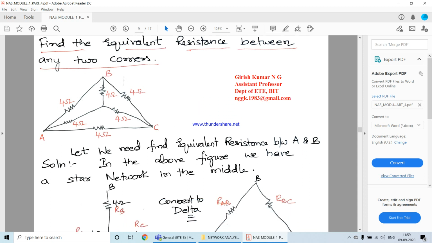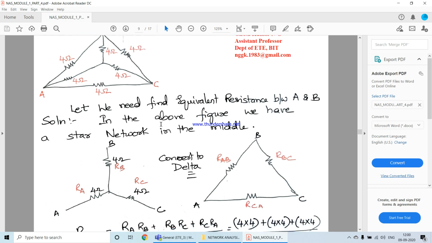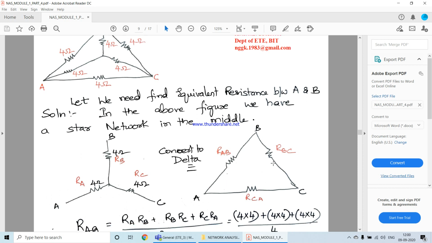Now can you see the star connection inside this particular delta? We do have a star inside the delta. Now what we do is first we'll convert this star to delta and then see what step we can try to do. Okay, so star is what? 4 ohm, 4 ohm, 4 ohm. Then we need to see what is the delta equivalent of that star. So now our job is to find out what is RAB, what is RBC, and what is RCA.